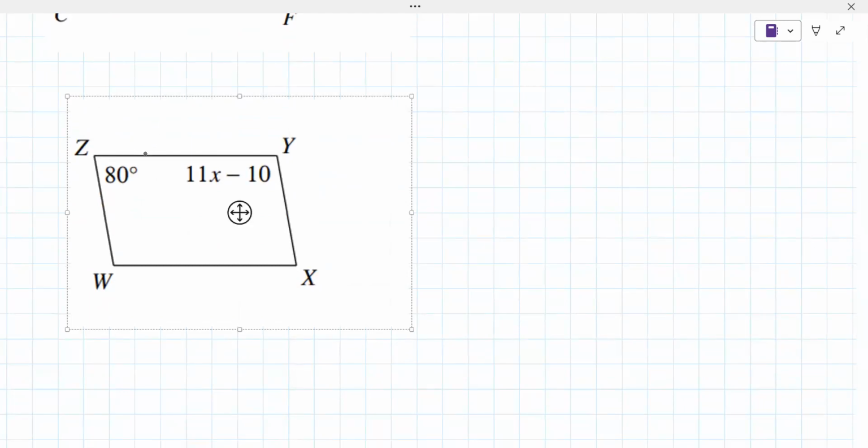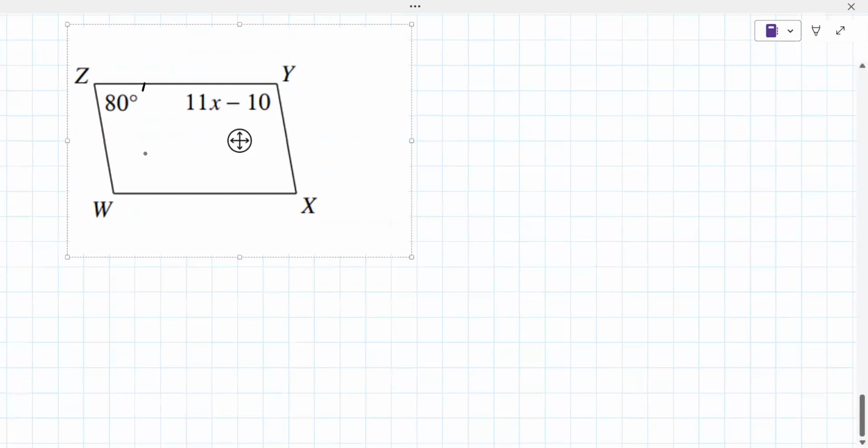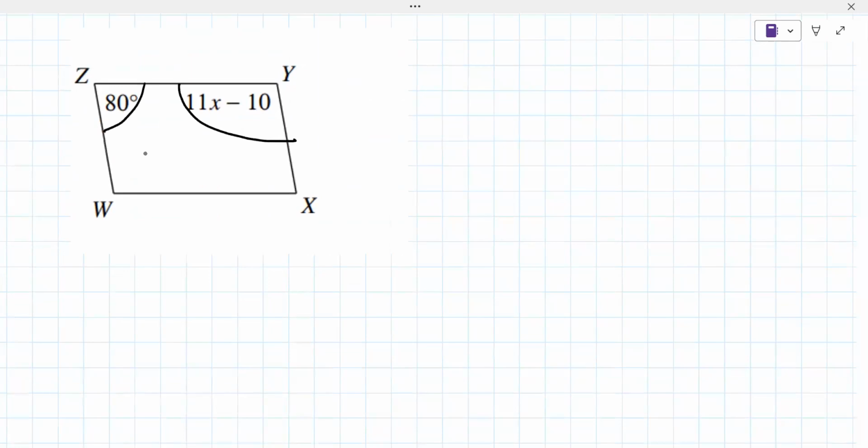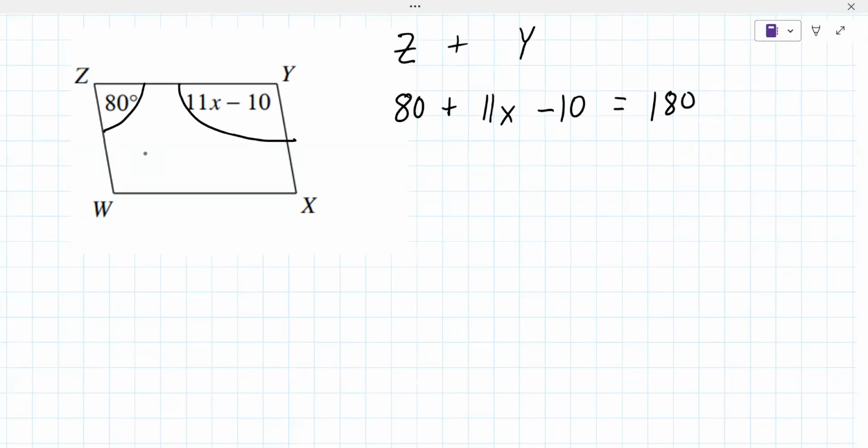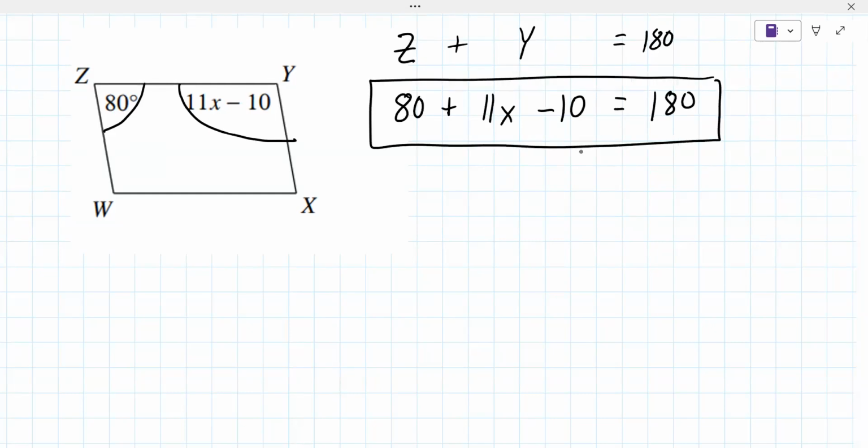What they're giving you in this problem is just like the last, just a little bit more complicated. They're giving you two of the angles. So these two angles add up to 180. 80 degrees plus 11x minus 10 equals 180. So this angle Z plus this angle Y equals 180. And we're just putting the number or the expression in. And so this is the algebra here. You have to be able to solve something like this.